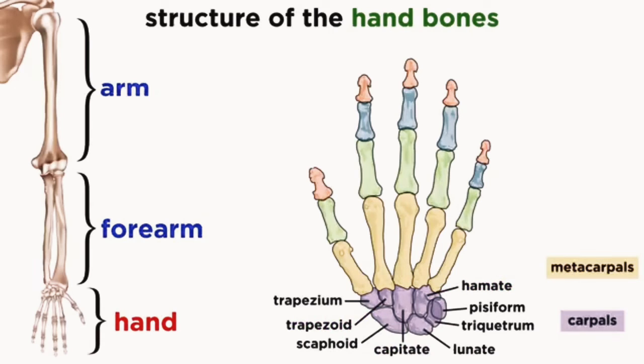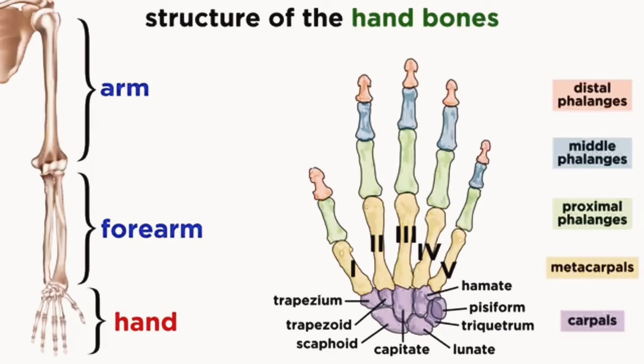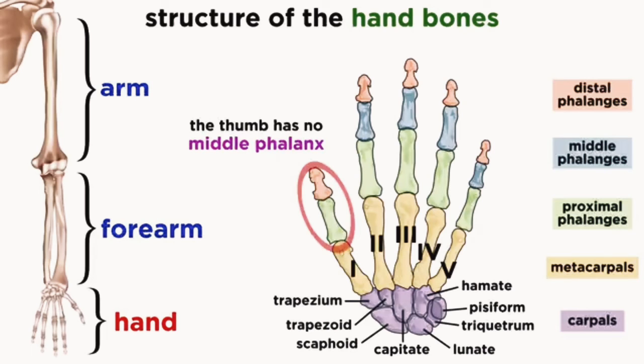Next we see the 5 metacarpals, which make up the palm of the hand, and they are simply named 1 through 5, from thumb to pinky. These connect to the phalanges, which are the bones that make up your fingers. There are 14 of these bones per hand, 3 per finger, which are the distal, middle, and proximal phalanges, except the thumb, which has 2, as it has no middle phalanx.